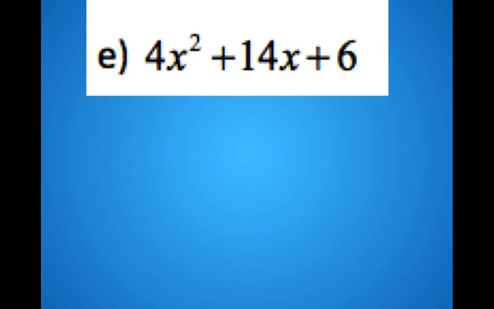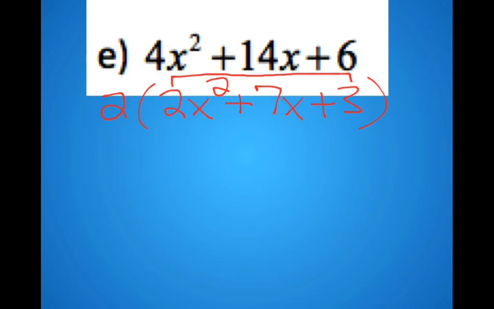And then finally, the last one, whenever you're doing factoring, you should always try to see if they have a GCF. So this one does. It looks like they have a 2 in common. So we take the 2 out, and that leaves us with 2x squared plus 7x plus 3. And then we would proceed with our factor by grouping method here.